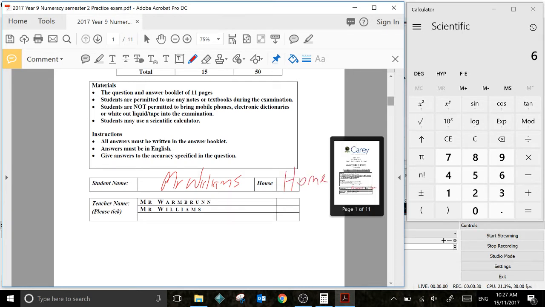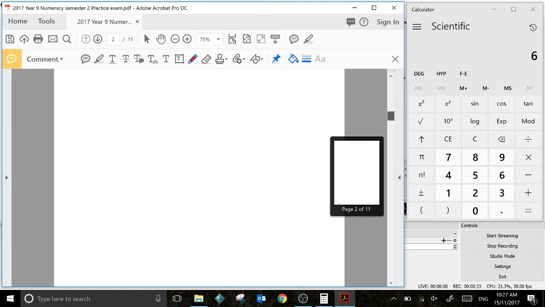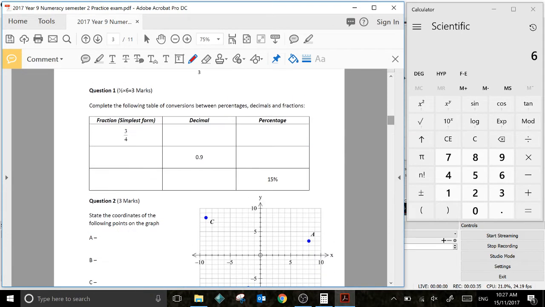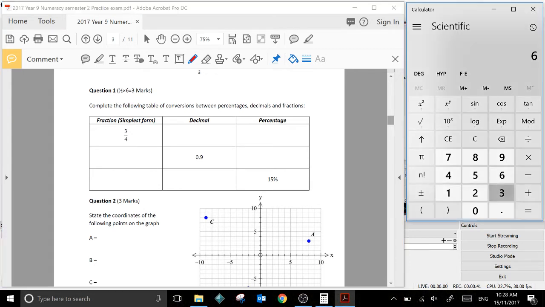Alrighty, so as we then sit down to do this question, let's do question 1 first. Complete the following tables of conversions between percentages. To go from fraction to decimal, all you really need to do is take your calculator, 3 divided by 4, because the fraction is 3/4, and we get 0.75. And as a percentage, you just take that number and multiply it by 100, which gives us 75%.